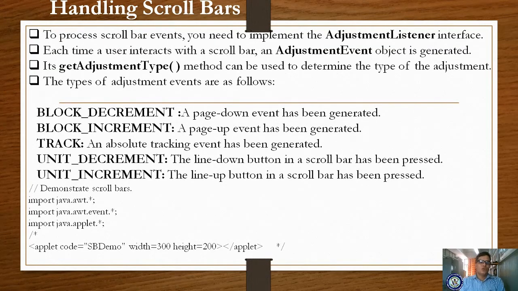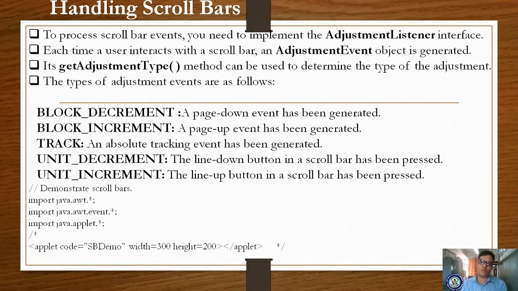Next, to process scroll bar events, you need to implement the AdjustmentListener interface. Suppose we are generating certain events through scroll bars. If you click a button, then you add ActionListeners. If you use a checkbox, you add ItemListeners. A radio button is also the same. But for a list box, it is addActionListener, right?